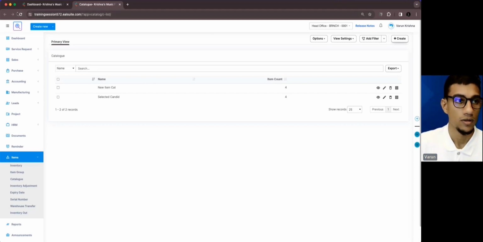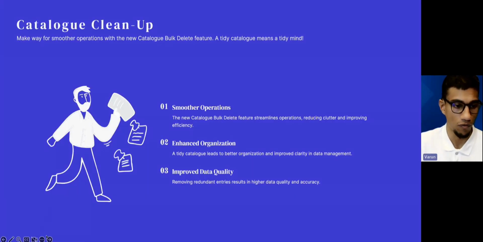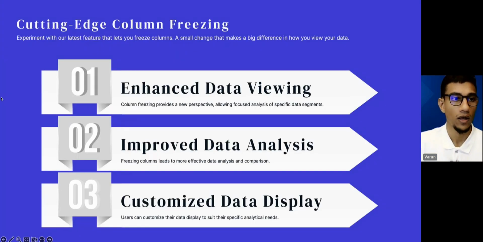All right, moving forward. Cutting edge column freezing. This is an exciting feature release for me because we have experimented with our column freezing. The cutting edge column freezing is an experimental feature that we have introduced. A small change that makes a big difference in how you view your data. All right, so let's go to our software and I'll show it to you.